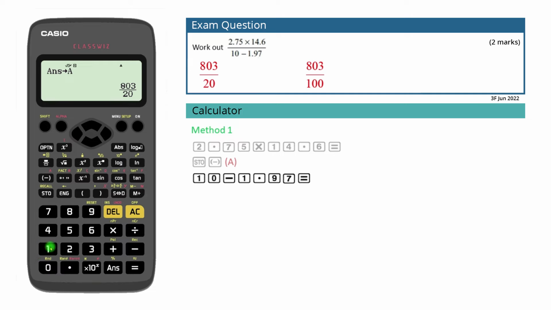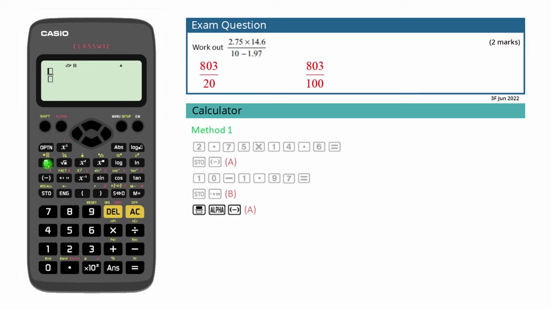Now you can calculate the denominator. Enter 10 take away 1.97 and press equals. Write the value 803 over 100 for the denominator on your question paper. Again, store the answer by pressing Store and this time the letter B to keep it in its memory slot B. Now let's evaluate the fraction.